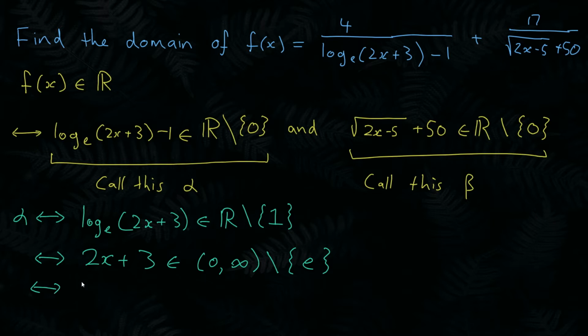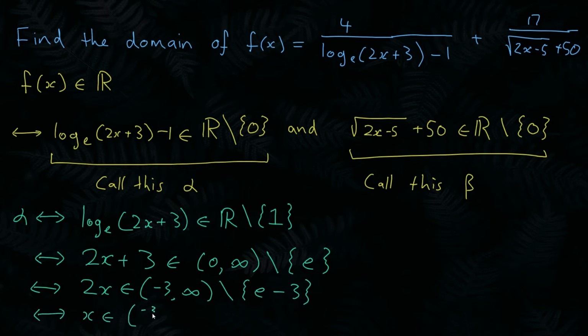Okay, so let's subtract 3 from both sides. This interval needs to move left 3 because we're subtracting 3. We also need to subtract 3 from this point we're deleting to keep it in the same spot relative to the rest of the interval. And then we just divide through by 2.